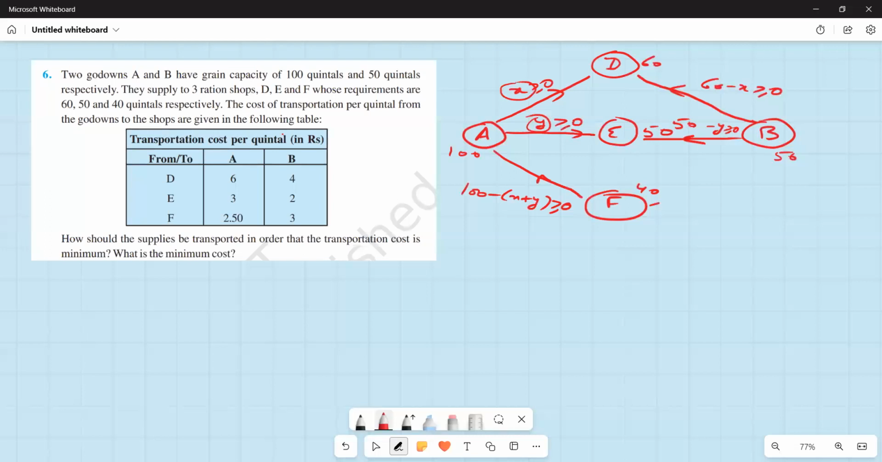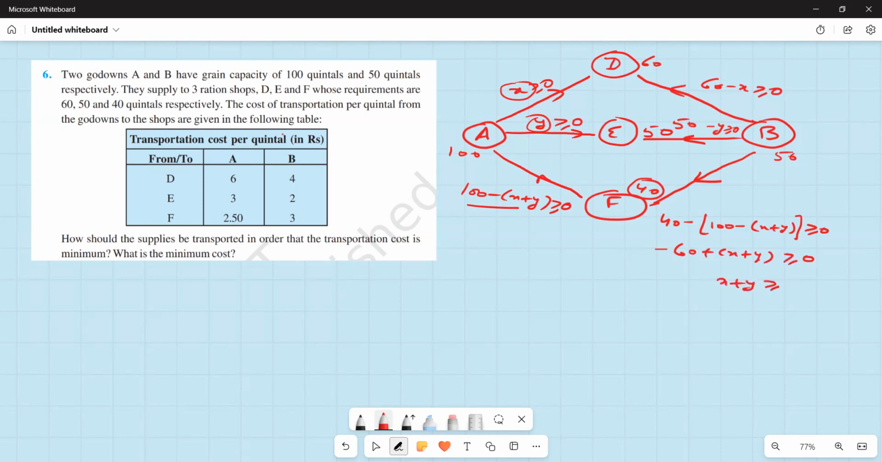Now, how much will godown B supply to F? The total requirement is 40 and this much is taken. So you can say 40 minus 100 minus X plus Y, right? This is what F requires, which it will take from godown B. So what can you say? Minus 60 plus X plus Y, that is greater than or equal to 0. So X plus Y is greater than or equal to 60. One equation is this. From here, 100 greater than or equal to X plus Y, or you can say X plus Y less than or equal to 100.